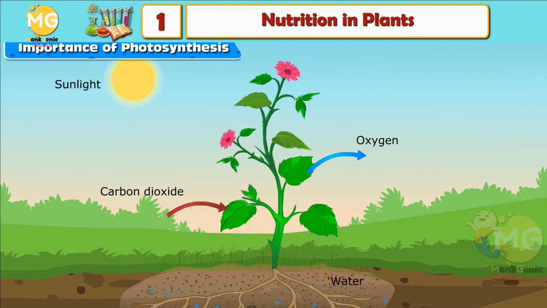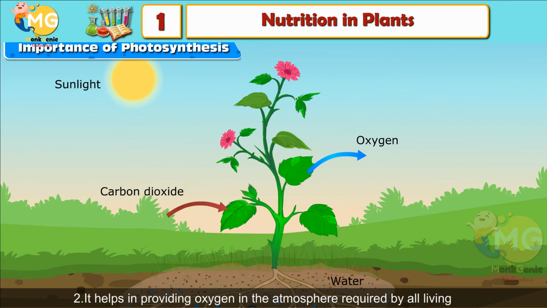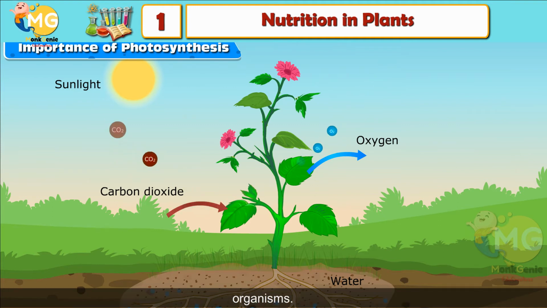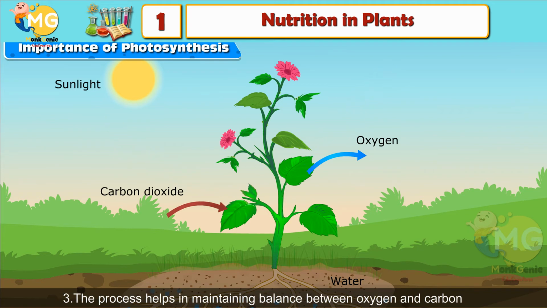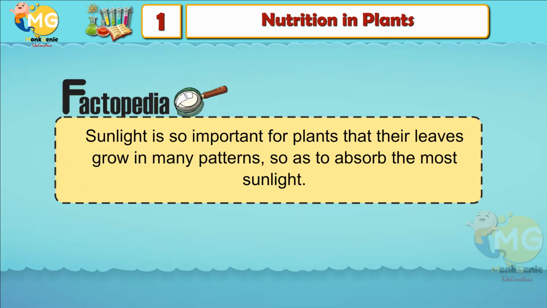Importance of photosynthesis. 1. It is the ultimate source of food and energy for all living organisms. 2. It helps in providing oxygen in the atmosphere required by all living organisms. 3. The process helps in maintaining balance between oxygen and carbon dioxide in the atmosphere.